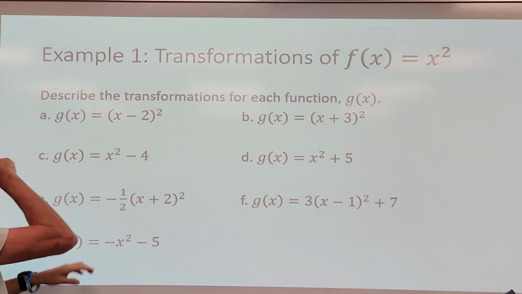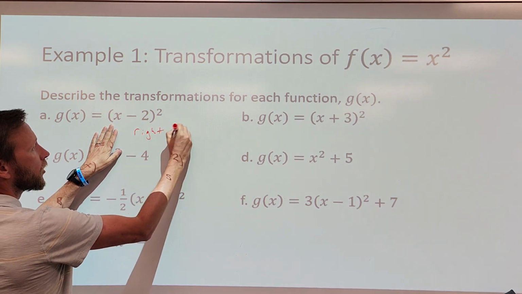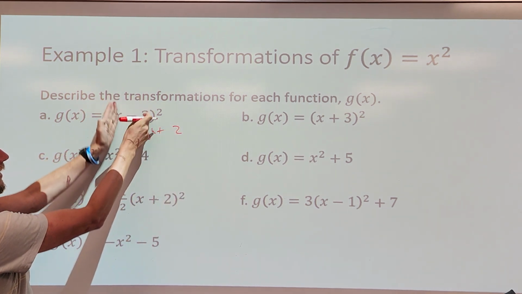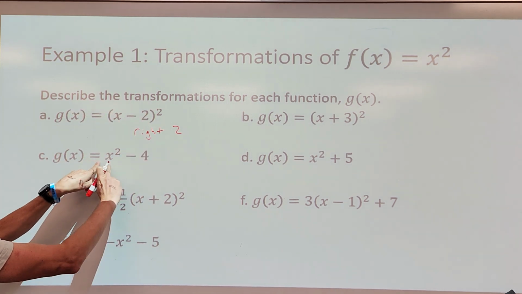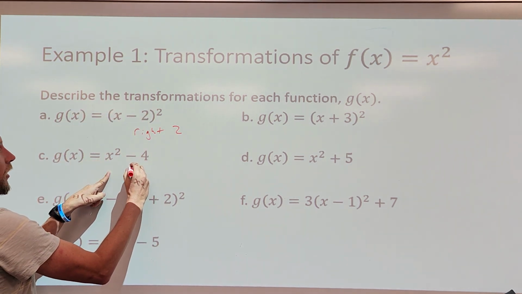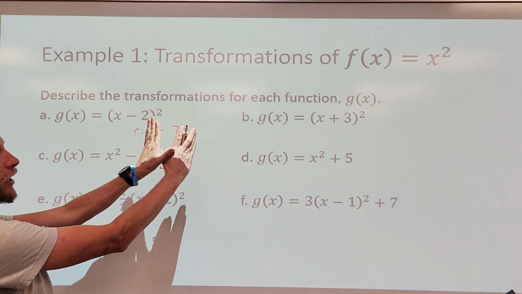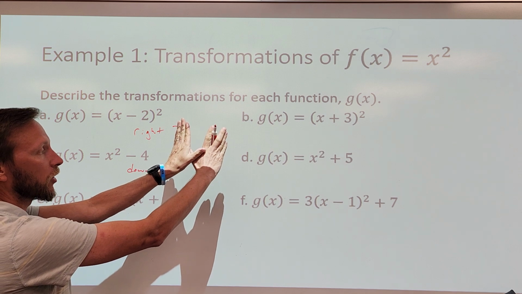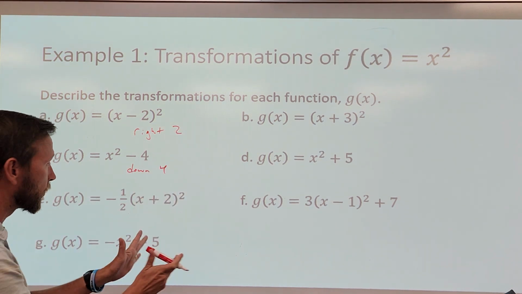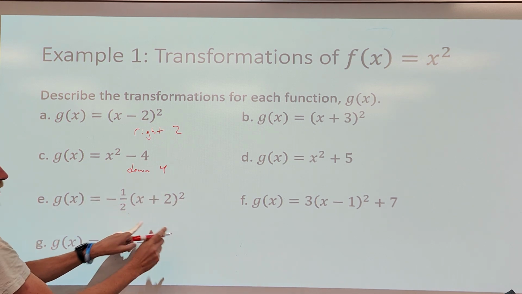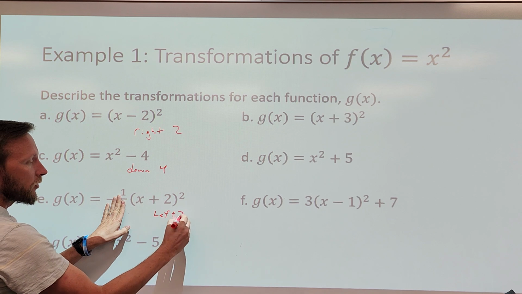These items here, this is going to be moved to the right 2 spaces because it's inside of the parentheses. Here, this is outside, and so this is going to be down 4 spaces. We're going to take our regular f of x equals x squared, and we're going to move it down 1, 2, 3, 4. It's the same picture, same shape, same size, just moved down. Over here, there's 2 things happening. We have a plus 2 inside, so that's going to be a left 2.